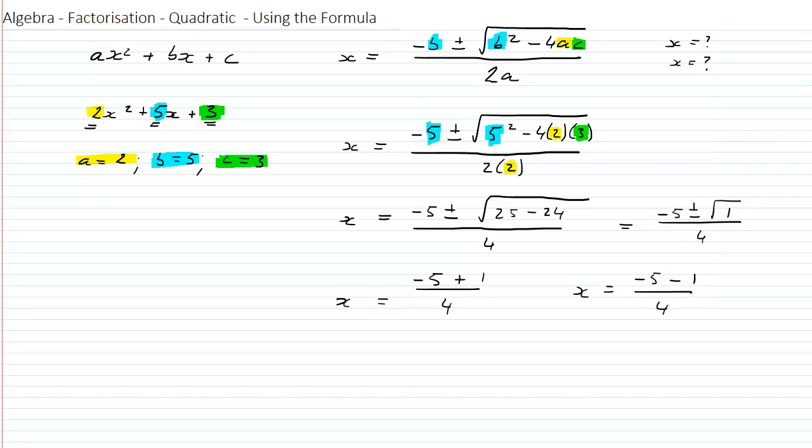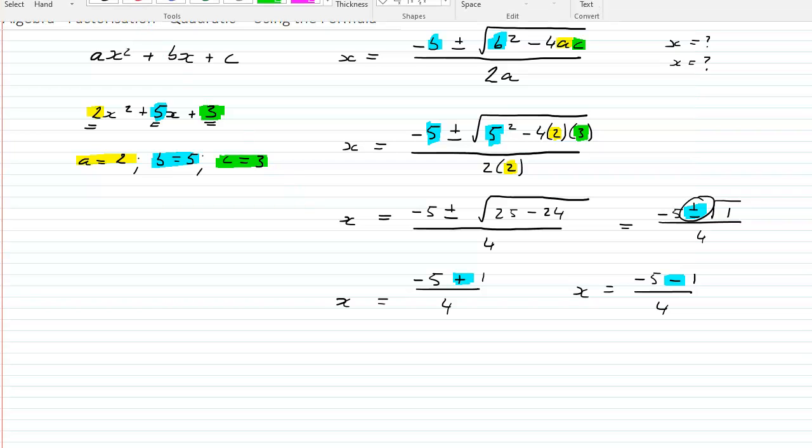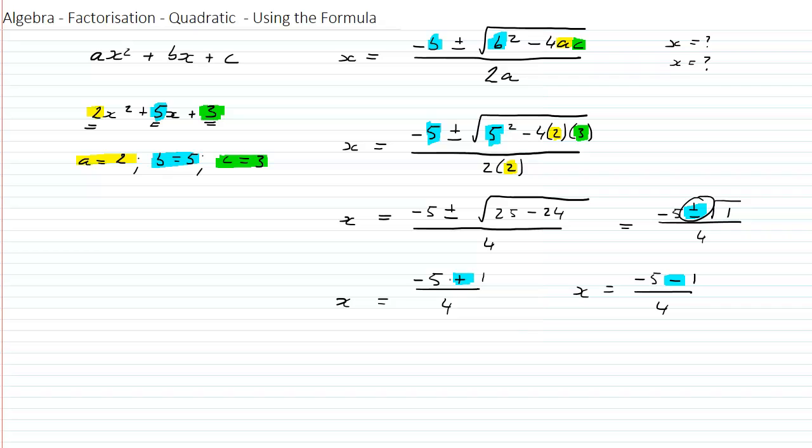So this here has given us this. Because of this plus and minus, we have two answers. Okay, we have plus and minus, so we have plus here and we have minus here. So we're going to look at both cases. We need to consider both answers. So minus 5 plus 1 is going to be minus 4. So minus 4 over 4 is minus 1. And over here we have minus 5 minus 1 is minus 6. So it's minus 6 over 4.